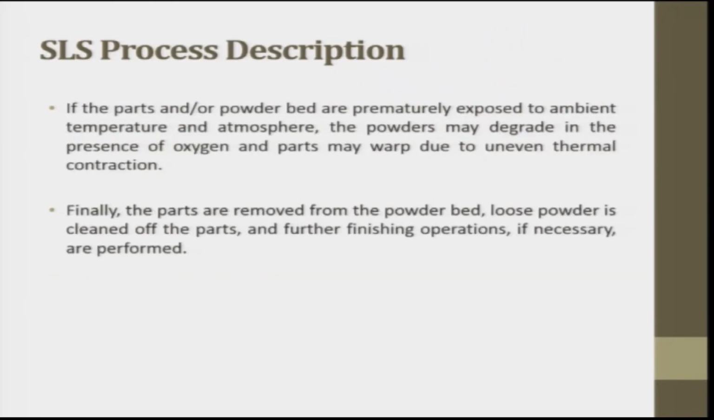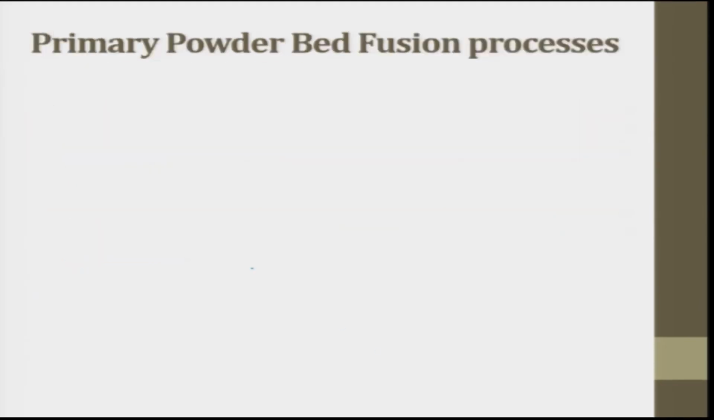If the part or the powder bed is prematurely exposed to ambient temperature and atmosphere, the powder may degrade in the presence of oxygen and the parts may warp unevenly. Finally, the parts are removed from the powder bed, loose powder is cleaned off the parts, and further finishing operations, if necessary, are performed. These are called secondary operations. So when we look into the primary powder bed fusion processes, we have the following classification. We have four classifications.